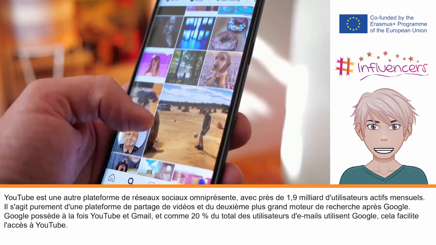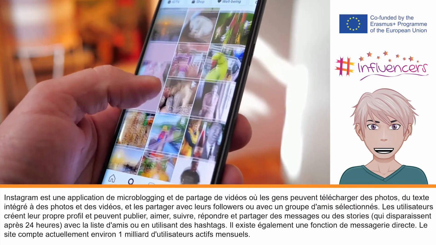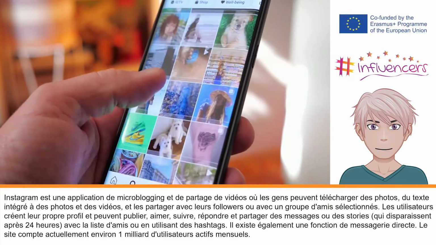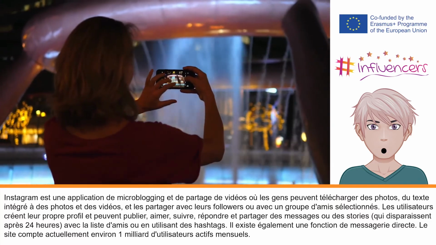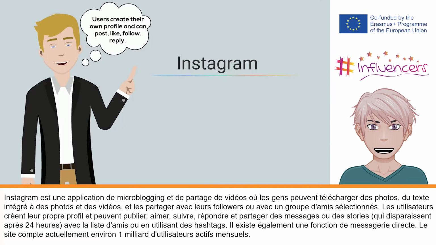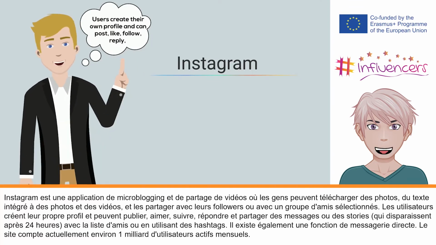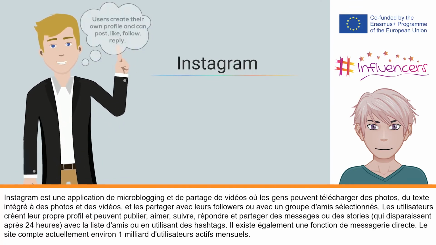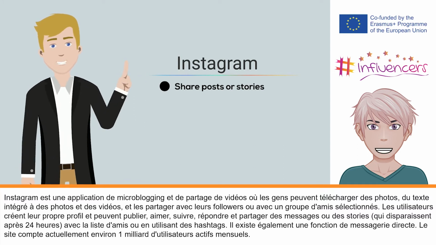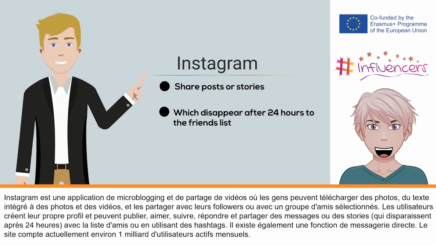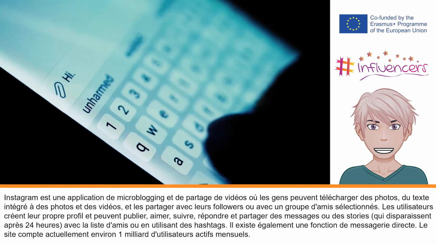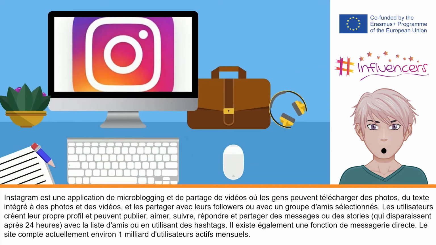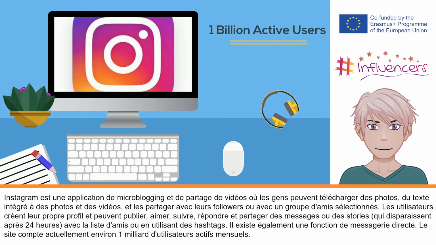Google owns both YouTube and Gmail, and as 20% of total email users are Google, this makes YouTube easier to access. Instagram is a microblogging and video sharing app where people can upload photos, text embedded in photos, and videos, sharing them with their followers or with a selected group of friends. Users create their own profile and can post, like, follow, reply, and share posts or stories, which disappear after 24 hours, to the friends list or by using hashtags. There is also a direct messaging function. It currently has roughly 1 billion monthly active users.